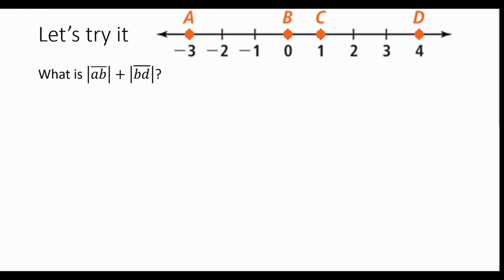I'm going to go back to black. So it wants to know what is AB plus BD. First thing I'm going to do is check that I can even add these together. This endpoint is B and this starting point is B. So I have a pretty good feeling. Well, no, I don't have to have a feeling anymore.